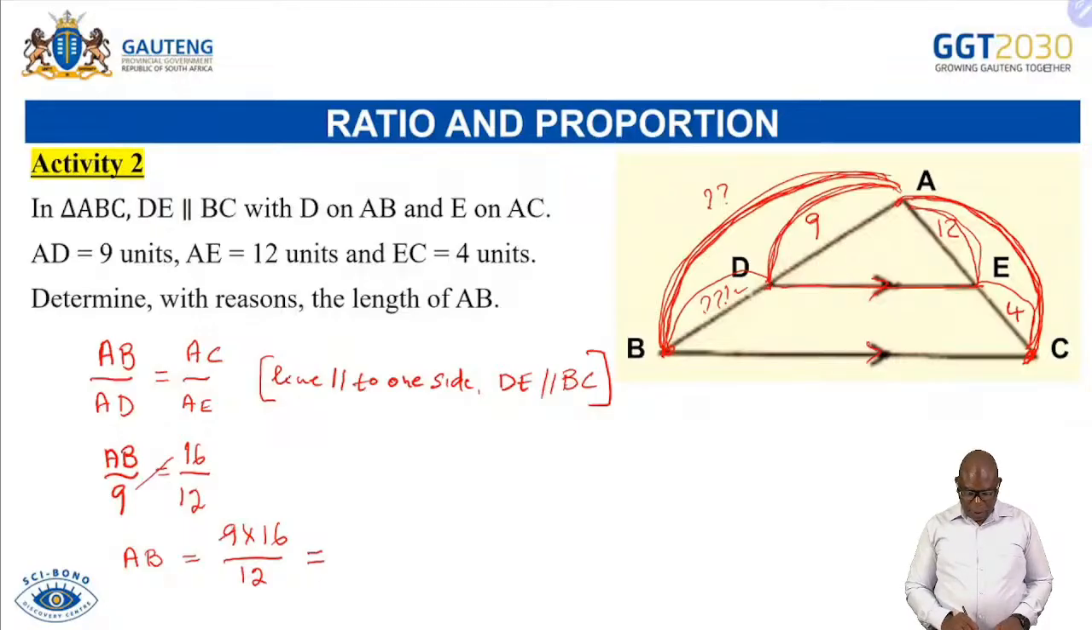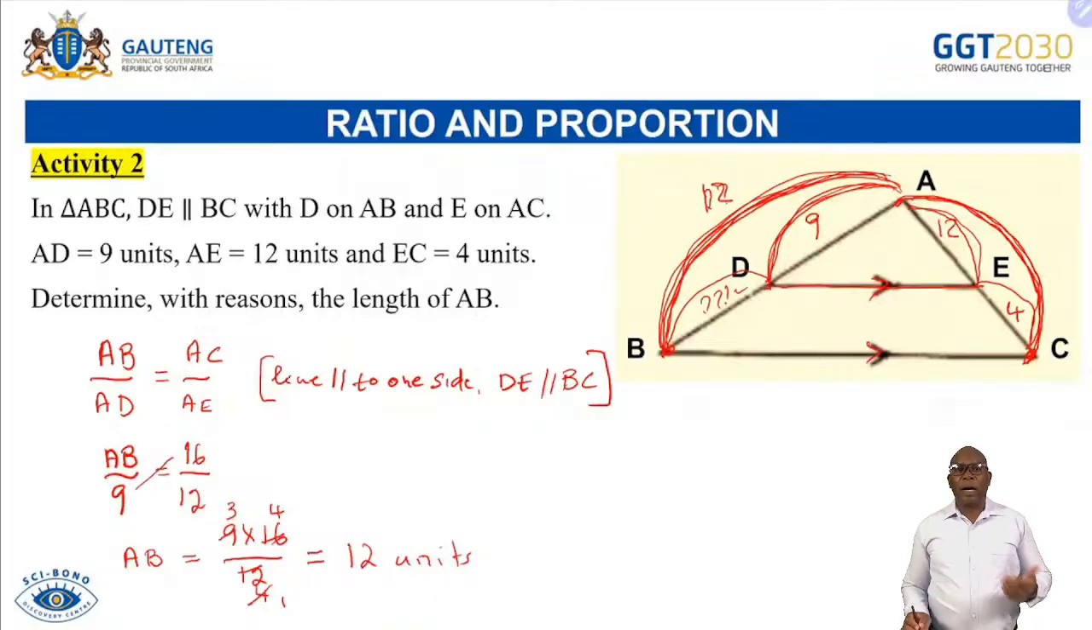Because 3 goes 3 times, 3 goes 4 times, 4 goes once, 4 goes 4 times, 3 times 4 is 12 units. So the whole length of AB will be 12 units. What if they ask us now to find the length of BD? So the length of BD there will be 12 minus 9. So the length of BD there will be 3 units.